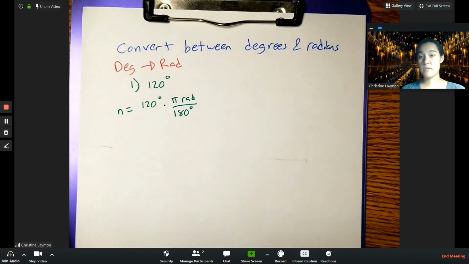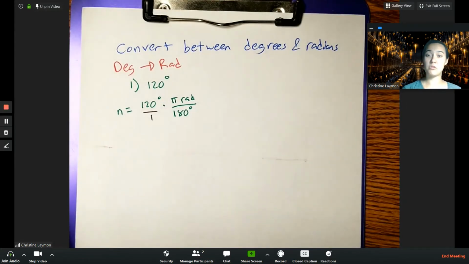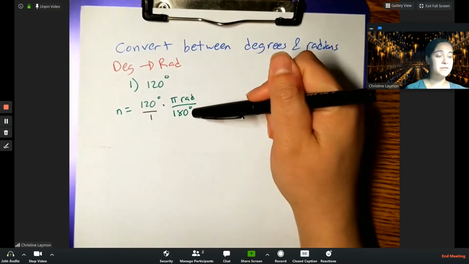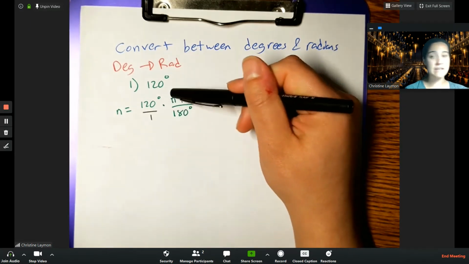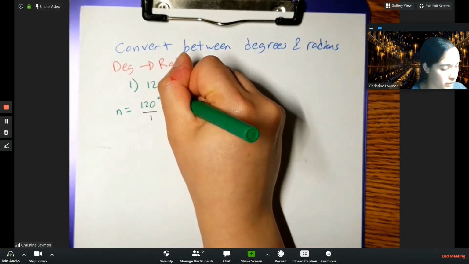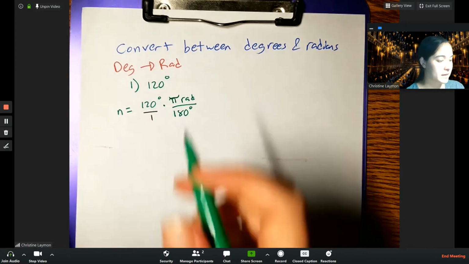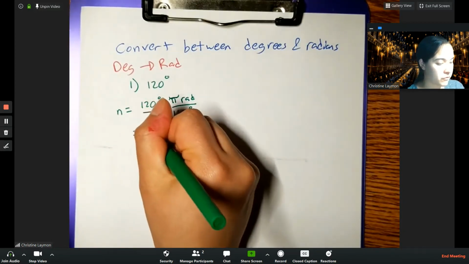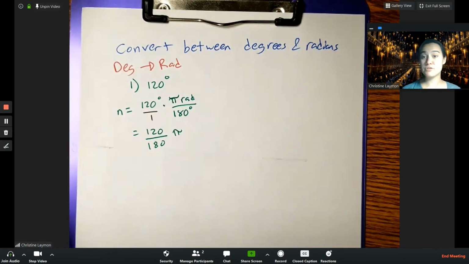And again, if you think you might mess this up, don't forget to do 120 over 1. That way you remember that you are going across the top and then down. So these degrees will cancel out. What I'm left with will be in the units of radians. Now this here, that's pi. If that doesn't look pi enough to you, go ahead and you can make that a bit more squiggly. So that's your pi. And I have 120 over 180. So coming through here, I have 120 over 180 pi. And my units are radians, whether I write down rad or not.